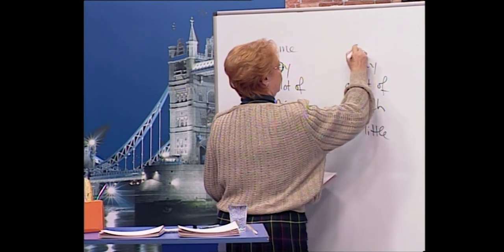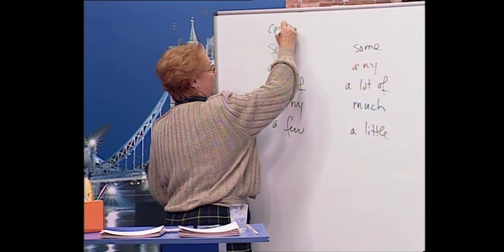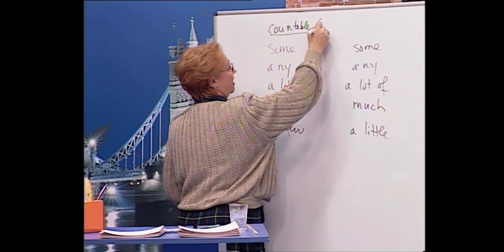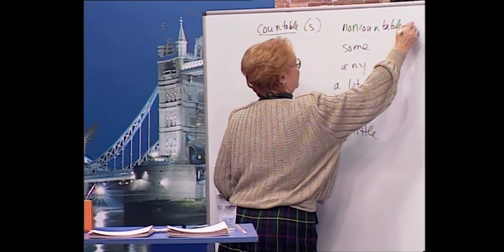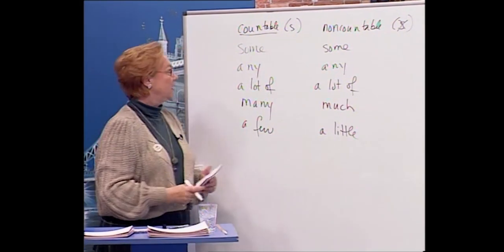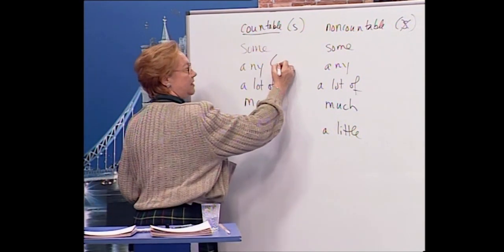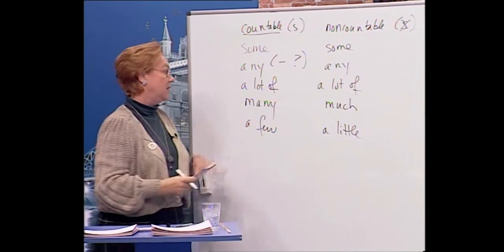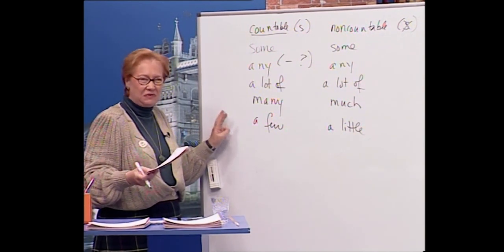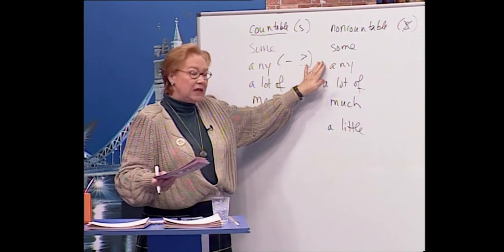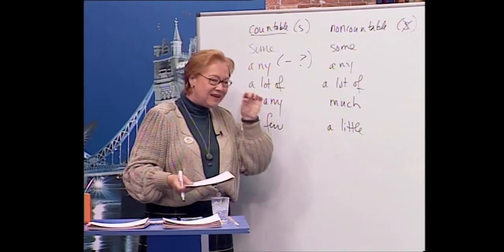Any and some. Okay, now we can use these words with countable nouns. And remember, those are the ones that have S. And we can use these with non-countable nouns. Okay, and remember, the S is forbidden. Now, we looked at these before. Some, any, and remember, any is with negative or questions. A lot of, many, a few, three or four. Some, any, a lot of, much, for non-countable, and a little.